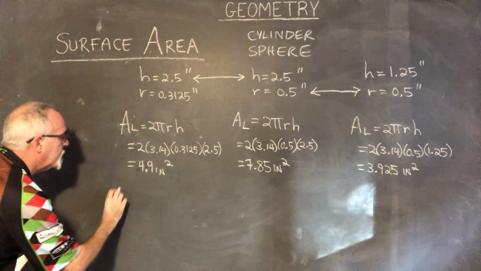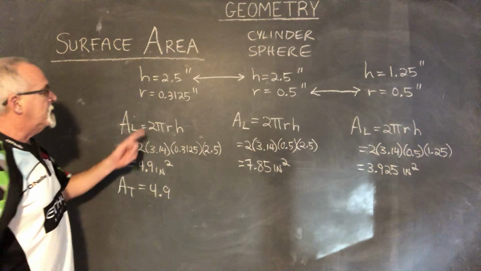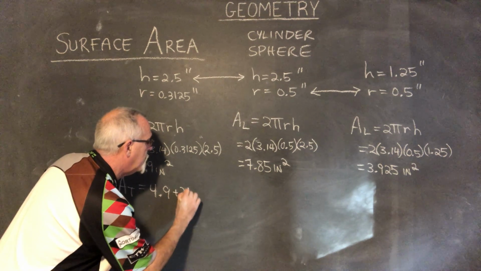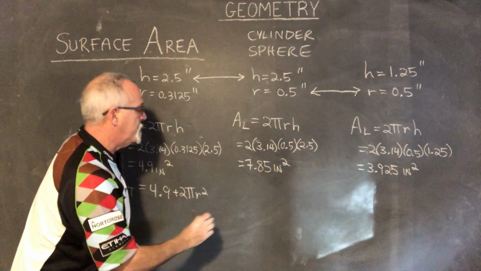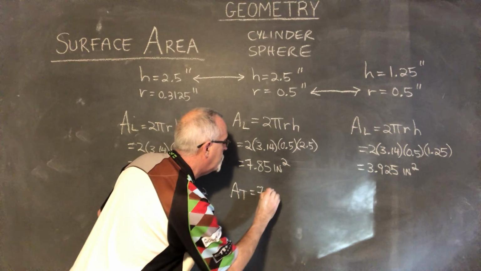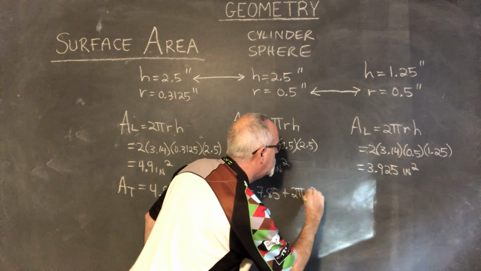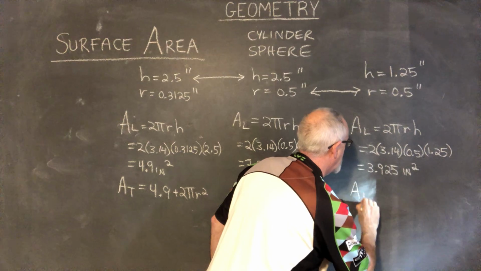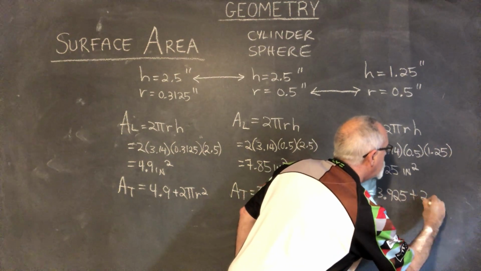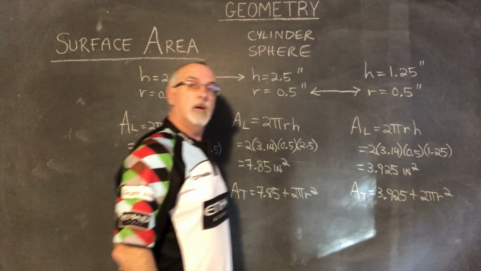So the total area is going to be 4.9. I'm doing a shortcut. I'm replacing the 2 pi RH part with 4.9 because I already know that. Plus 2 pi r squared. So far my handwriting's not too messy. Area total equals 7.85 plus 2 pi r squared. And here total area equals 3.925 plus 2 pi r squared. I don't think I'm going to run out of space.